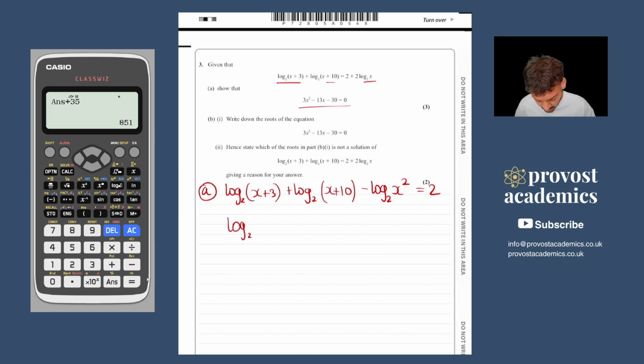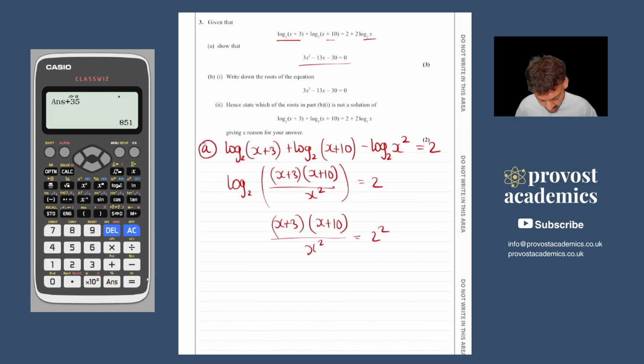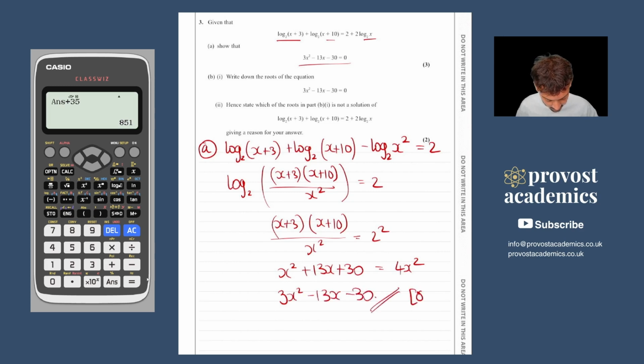The ones we need here are the multiplication and the division one, because we're adding and we're taking away. So log of base 2 as a whole would be x plus 3 x plus 10 divided by x squared equals 2. Now we can get rid of the log, but we'll just need to raise it to the power of the base. So we get x plus 3 x plus 10 over x squared equals 2 squared. Then we can times both sides by x squared now, and also simplify the numerator while we're at it. So that's x squared plus 13x plus 30 equals 4x squared. And let's just bring everything to one side, and that should give us the equation we're looking for, minus 13x minus 30, and that's precisely what we're looking for.